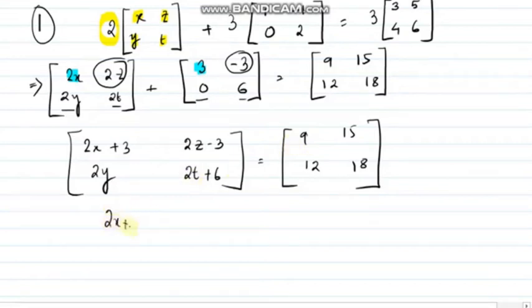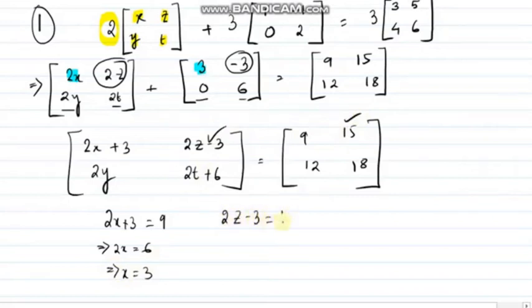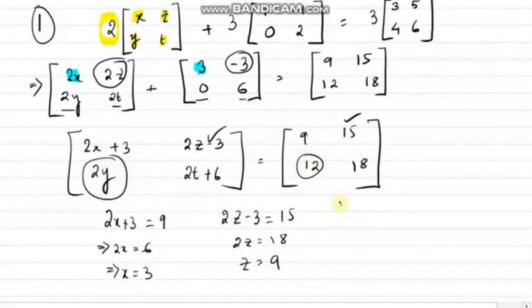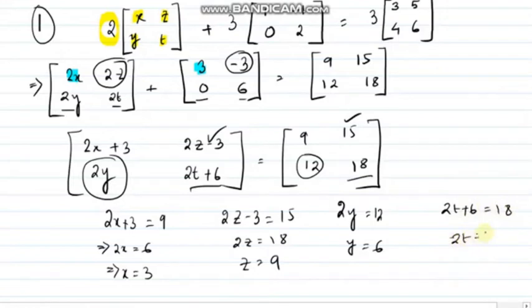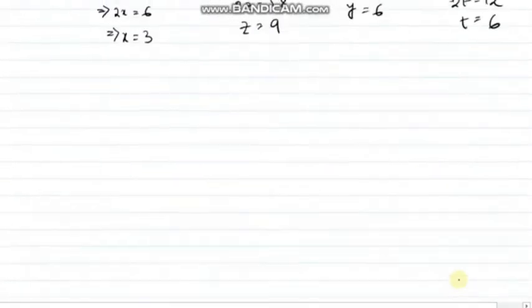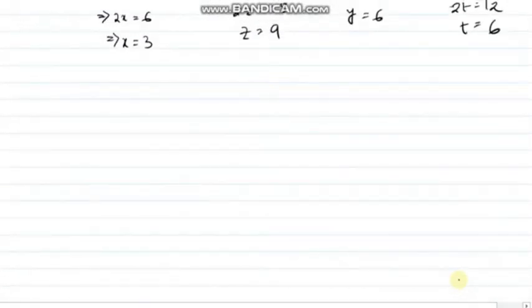Can we write 2x plus 3 equals 9? From there 2x equals 6, hence x equals 3. For these two, 2z minus 3 equals 15, so 2z equals 18, so z equals 9. From these two, 2y equals 12, so my y will be equal to 6. And the last one, 2t plus 6 equals 18, so 2t equals 12, so t equals 6. Right? So this is all about matrix addition and scalar multiplication.